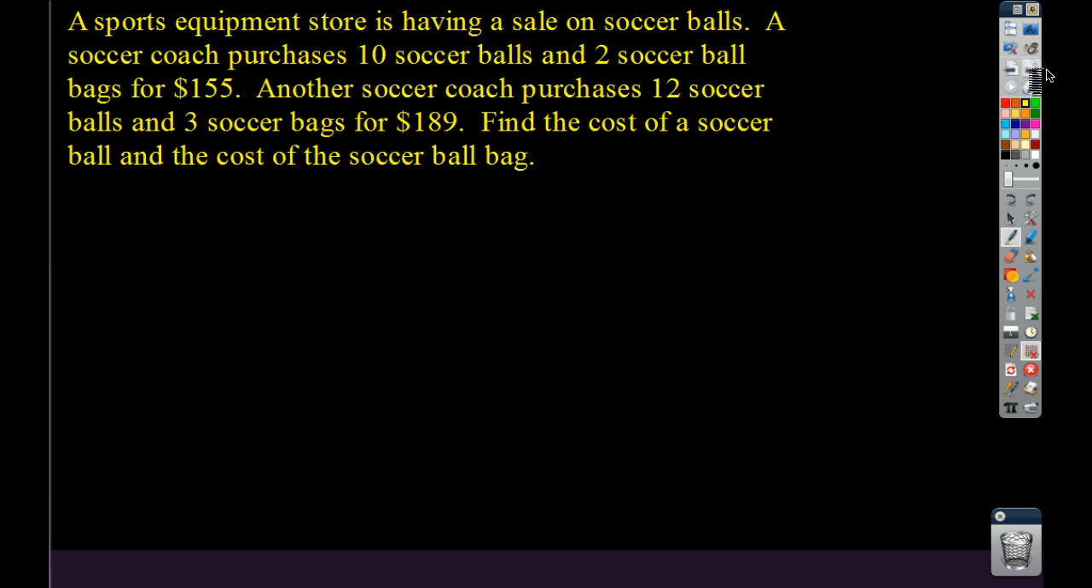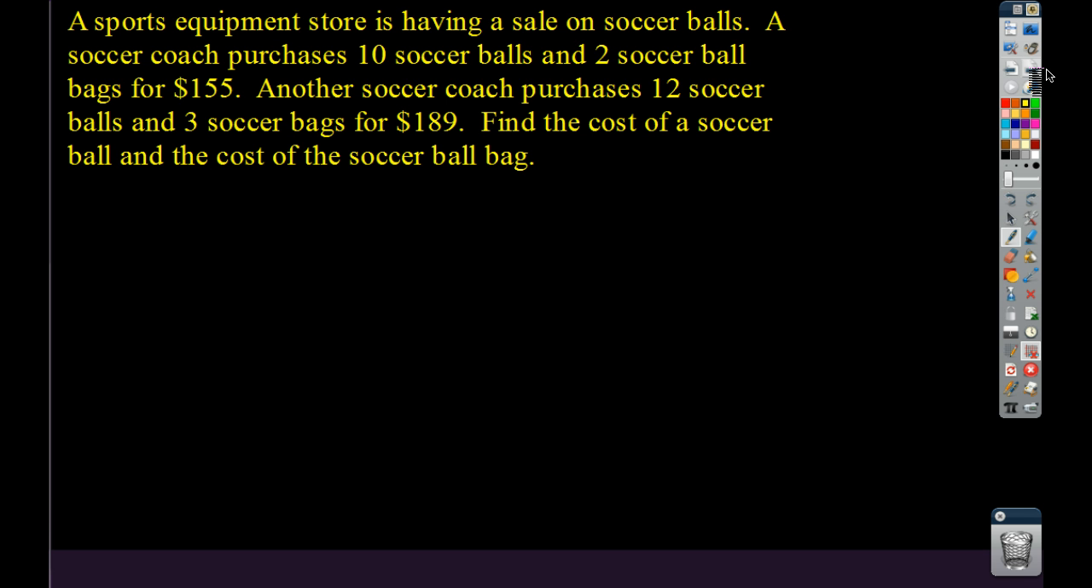Okay. Let's move on to a word problem here. We have a sports equipment store having a sale on soccer balls. A soccer coach purchases 10 soccer balls and 2 soccer ball bags for $155. Another soccer coach purchases 12 soccer balls and 3 soccer bags for $189. Find the cost of a soccer ball and the cost of a soccer ball bag.